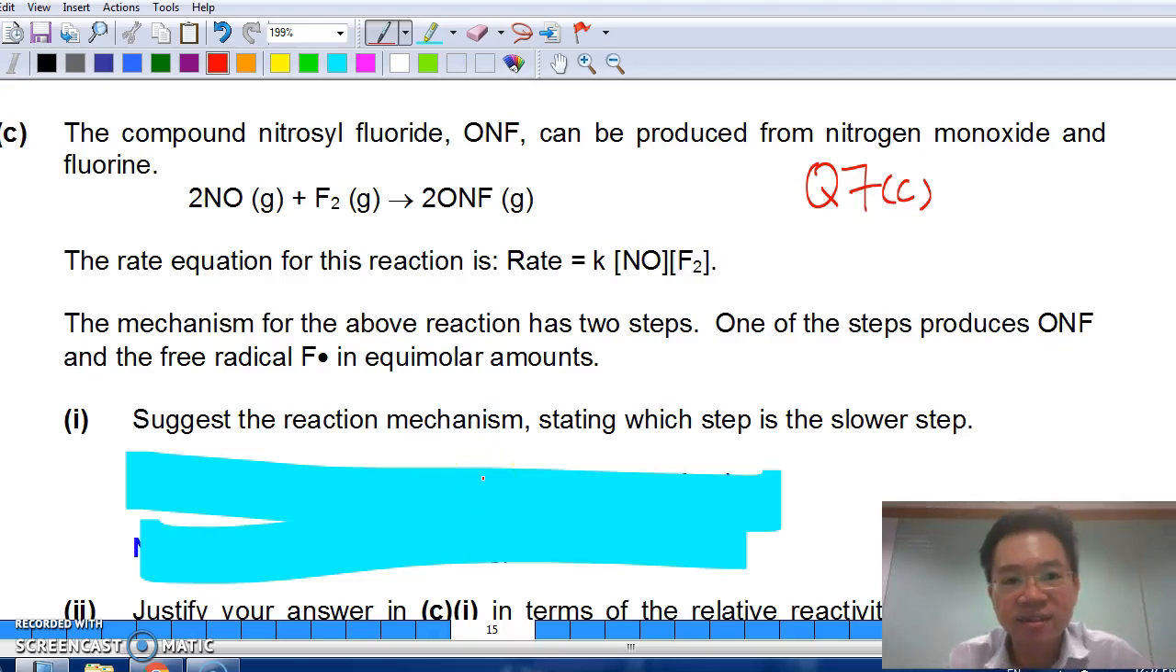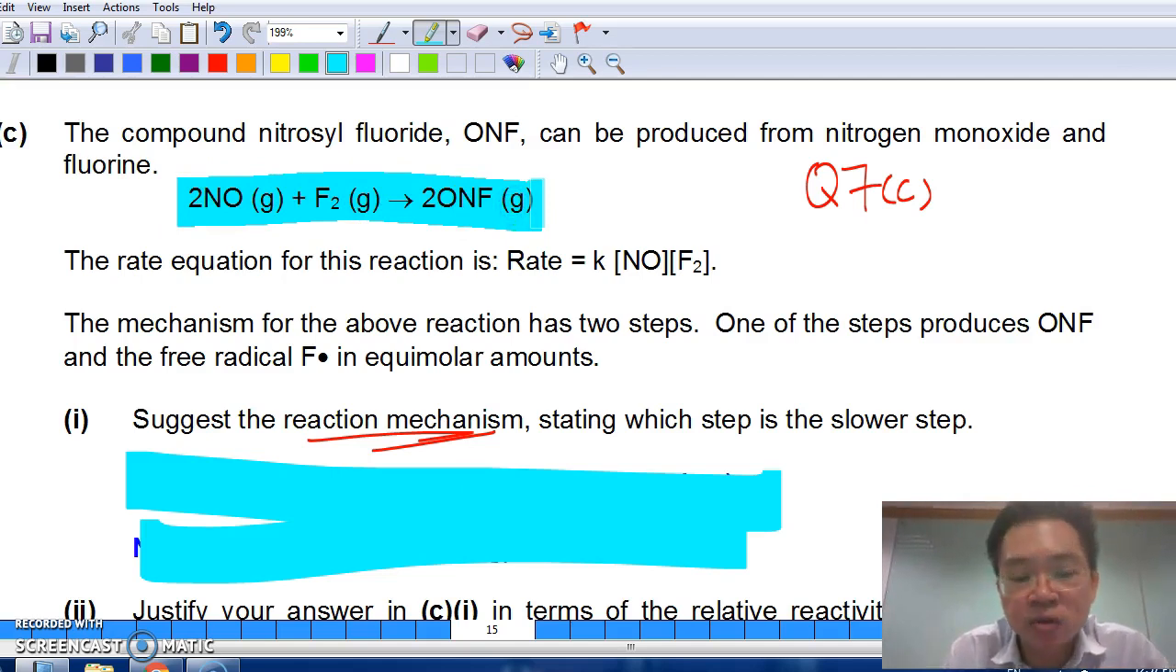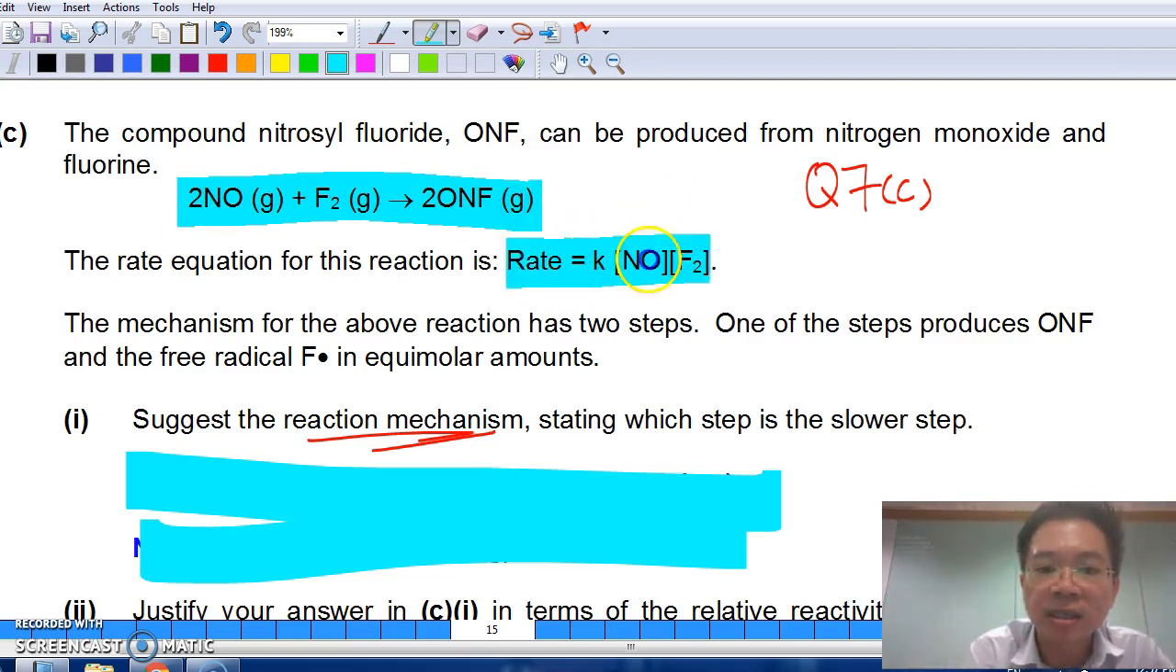Good afternoon. This is the Kinetics tutorial question 7c, which I did not manage to go through. Okay, so I'll briefly talk about it here. This question wants you to suggest the mechanism for a reaction that involves NO plus F2. They give you the rate equation, and they also mention that in one of the steps, two products are given out, NO2 and F radical.